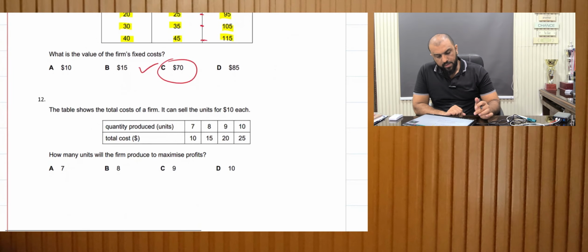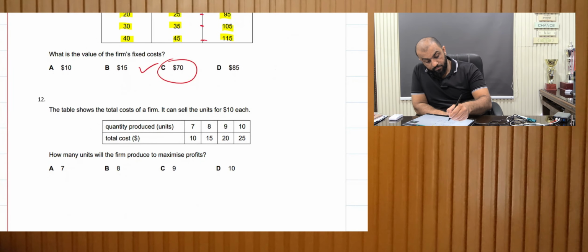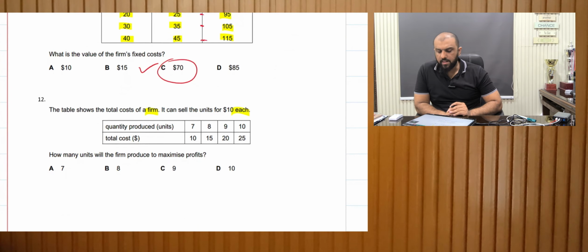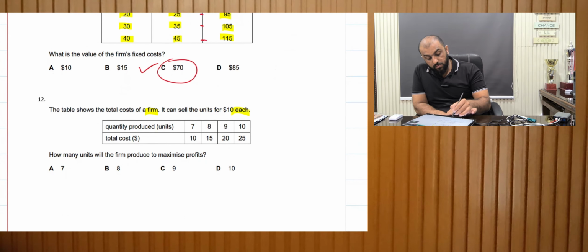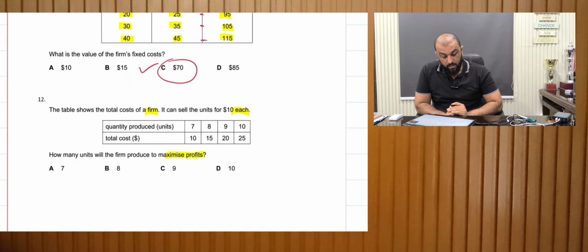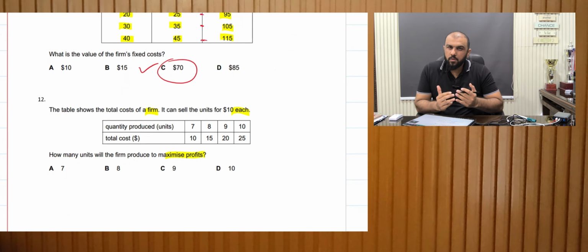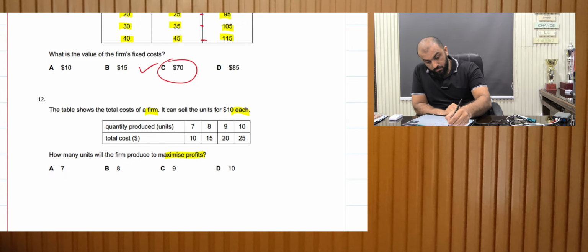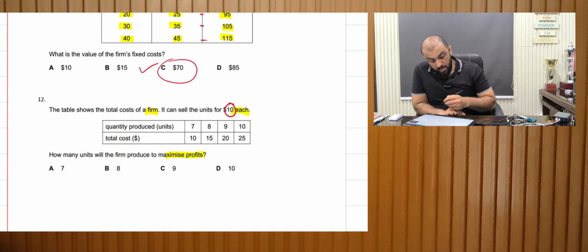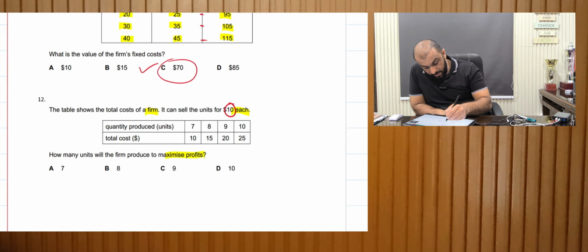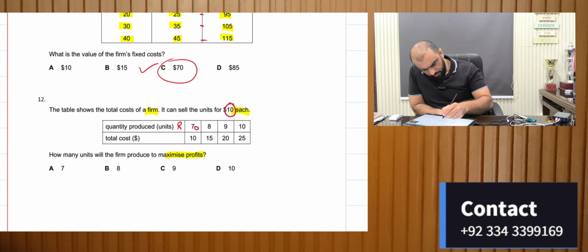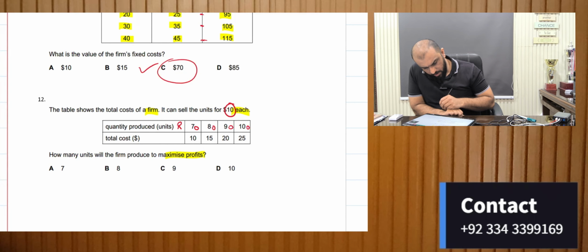Moving on, the table shows the cost of a firm. It can sell the units for 10 each. That's the selling price. How many units would the firm produce to maximize profits? All right. What are we going to do? We just need to calculate the profit. So if we're selling 10 each, the quantity produced, we're selling it. So this becomes my revenue, sales revenue 70, 80, 90, 100.